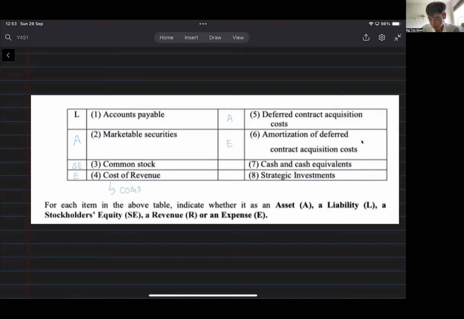Next, we have cash and cash equivalents. So, by definition, cash is an asset, and cash equivalents are just your marketable securities or your short-term trading securities. So that would be an asset.